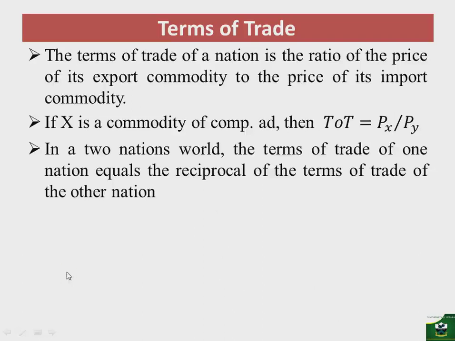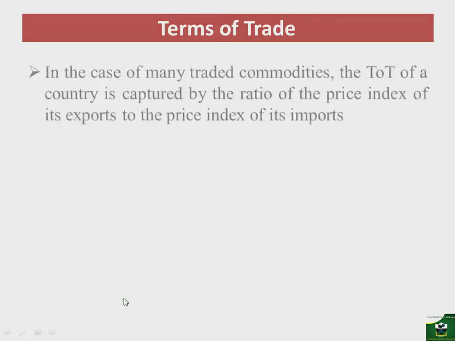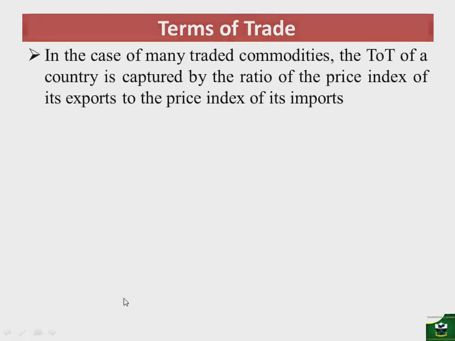Okay, so now we have taken note of this example. Now let's look at the general case where we have several units exported and several units imported. In the case of many commodities, suppose that nation 1 was not only exporting commodity X, but exporting many commodities and importing many commodities, then the terms of trade of a nation will be the index of the export price divided by the index of the import prices.